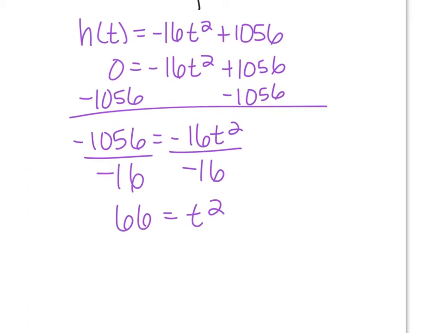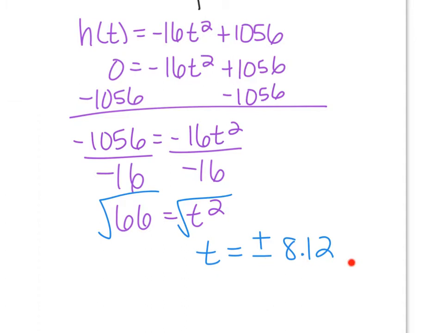So we know this is not a nice answer, which is typical for the real world. You're never going to always have nice answers. And then we want to finish solving this by taking the square root of each side. Now technically, because you took the square root, there are actually two answers here. So it's plus or minus, and when you do the square root of 66, let's estimate to the nearest hundredth, you get 8.12. So technically the answer to this equation is positive or negative 8.12.